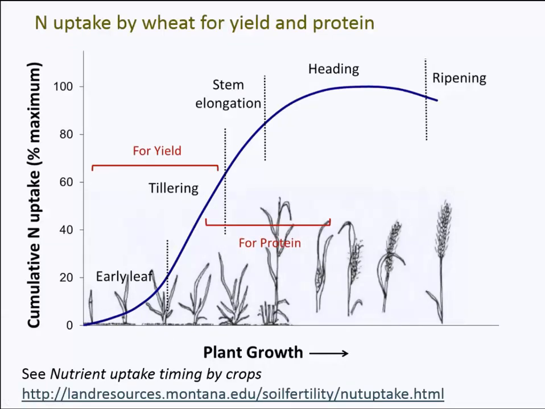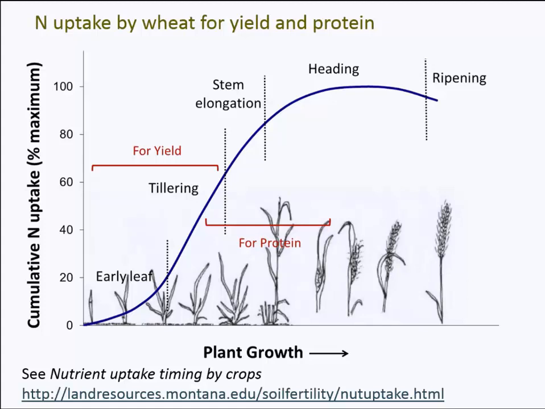This is an example of a nutrient uptake curve that shows as plant growth increases from early leaf stage through tillering to stem elongation up to heading, that nitrogen uptake starts slow, really cranks, really takes off in tillering stage, is still pretty high at stem elongation, and really by heading has essentially flattened, because at that point the crop is simply redistributing its nitrogen to the grain and out of the stems and leaves.